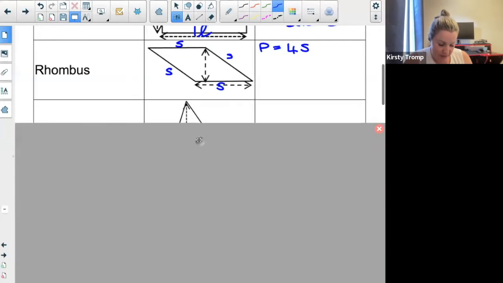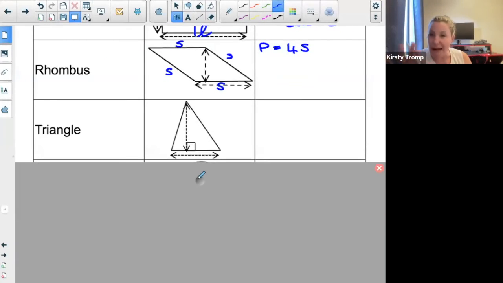So we've looked at the rhombus. I promise I will bring this back up so you can see it all on one page and you can screenshot it all together as well at the end.